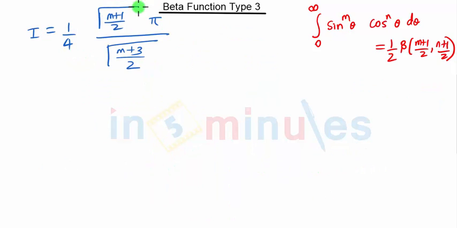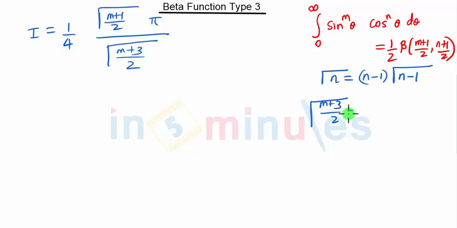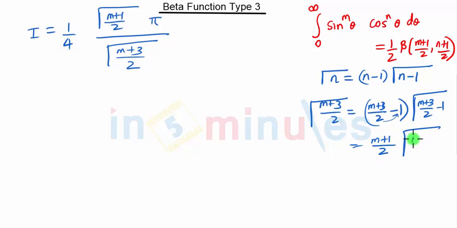So now we will keep the numerator as it is, and for the denominator we will use the formula gamma of n is equal to n minus 1 into gamma of n minus 1. So in our case n is m plus 3 upon 2. So gamma of m plus 3 upon 2 is nothing but m plus 3 upon 2 minus 1 into gamma of m plus 3 upon 2 minus 1. So when we take this 2 here, we will get m plus 3 minus 2, which is nothing but m plus 1 upon 2 gamma of m plus 1 upon 2. So instead of gamma of m plus 3 upon 2, we are going to write this term.